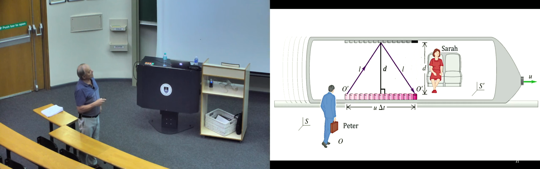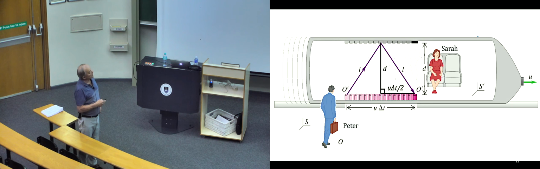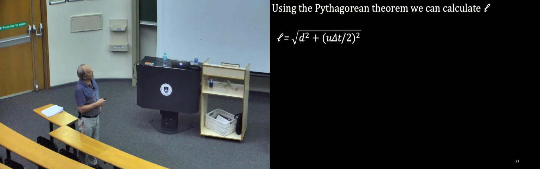Here is the triangle with the sides L and L. You drop d down at the right angle there. That distance becomes u delta t over 2, because this point here will be halfway between the two O's. And there we are. We have it. L is equal to the square root of d squared plus (u delta t over 2) squared.